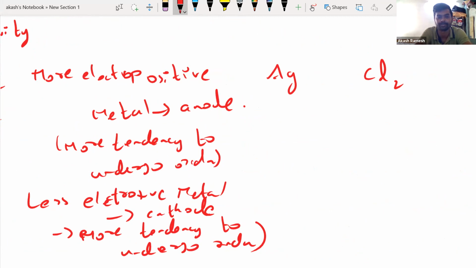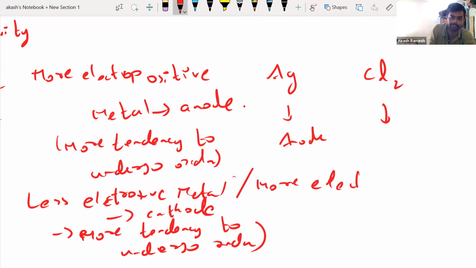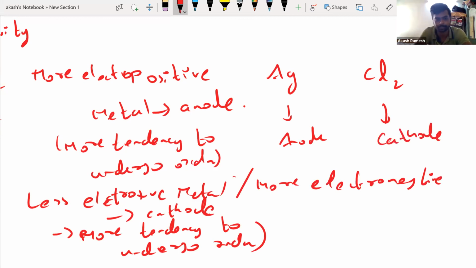Ag is anode and Cl2 is cathode. Absolutely correct. Ag is a metal, obviously it will undergo oxidation, so this will be the anode, and chlorine is electronegative. It's not even electropositive. We say the less electropositive, or you can even write, more electronegative element should be in the cathode. So obviously chlorine is more electronegative, so that will be in the cathode.